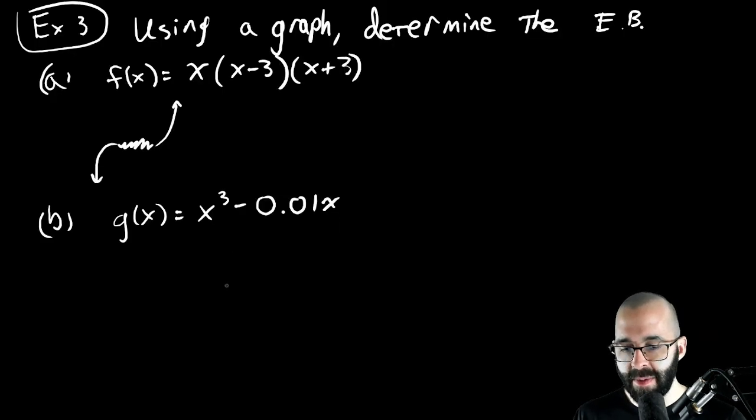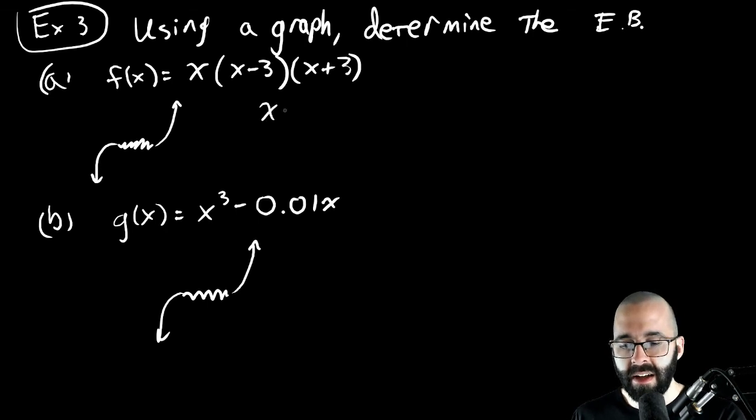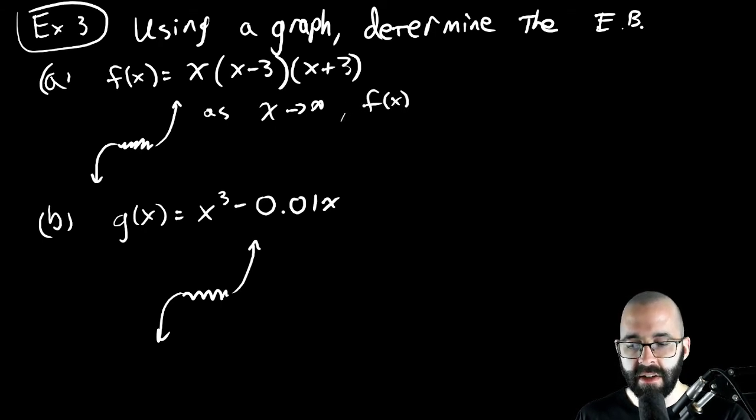And in this case, we have the same answer. It's going up on the right, going down on the left, and we don't care about the middle for end behavior. So you can really answer just like this. If you want to use arrow notation, that's fine too, but you don't have to use arrow notation. As x goes to the right, the function goes up. And as x goes to the left, the function goes down.